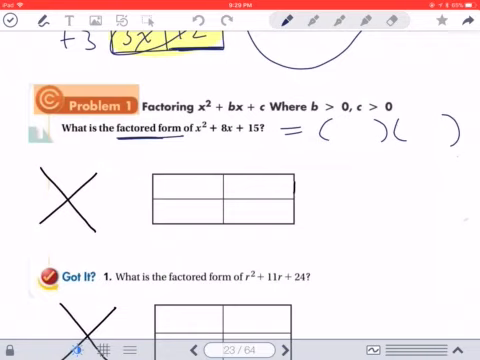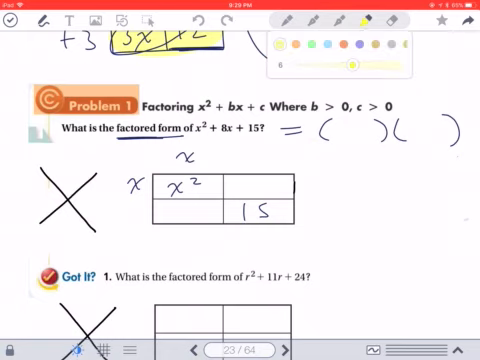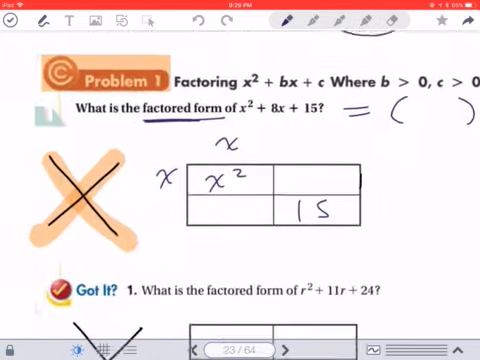And there's a couple different ways that you can do this. Okay, you can write x right here and x right here. This is going to be x squared. And then this is going to be a 15, what multiplies to 15. And you could mess around with the numbers and probably figure it out like that, guessing and checking. Or you can use this x method over here. Okay, so the x method, you set it up like this.